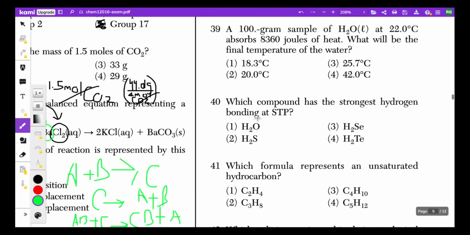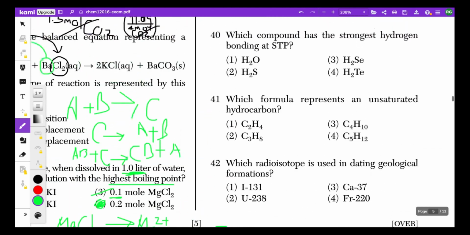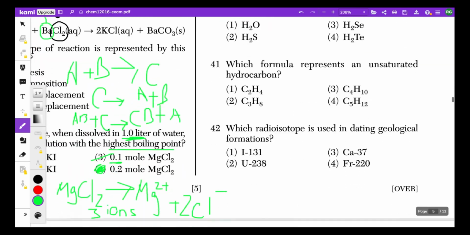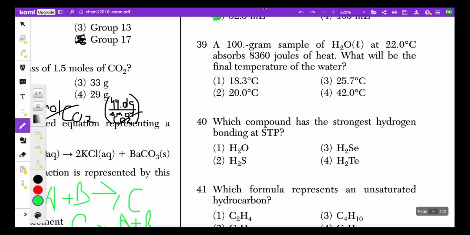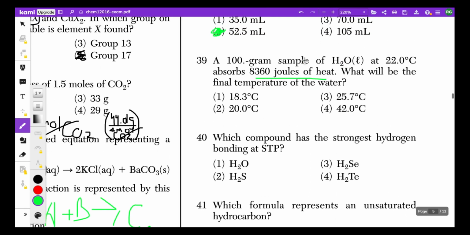All right. I'm probably gonna make a cut after I do problem number 42. It's getting late. All right, a 100-gram sample of H2O. This will be the final temperature of water.